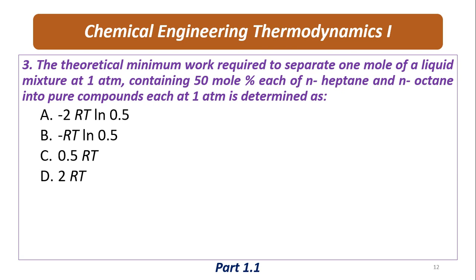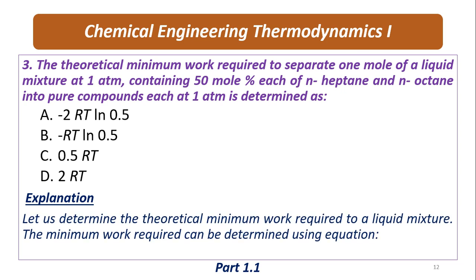So what is the theoretical minimum work for the mixture? A, minus 2 RT ln 0.5. B, minus RT ln 0.5. C, 0.5 RT. D, 2 times RT. So let us give an explanation. Let us determine the theoretical minimum work that is needed for a liquid mixture, since the mixture contains n-heptane as well as n-octane.